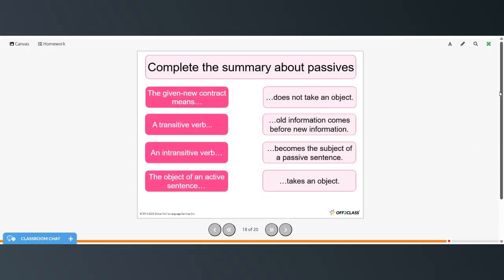All right, complete the summary about passives. Okay, so an intransitive verb does not take an object. A transitive verb takes an object. The object of an active sentence becomes the subject of a passive sentence. And the given new contract means that old information comes before new information.